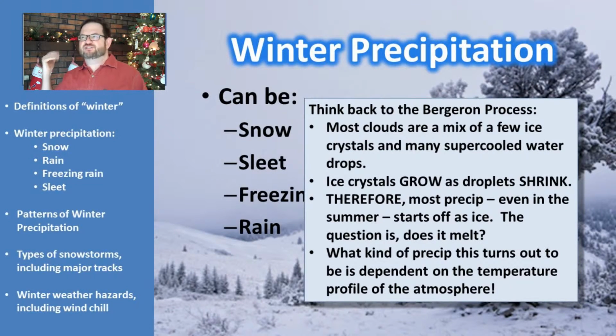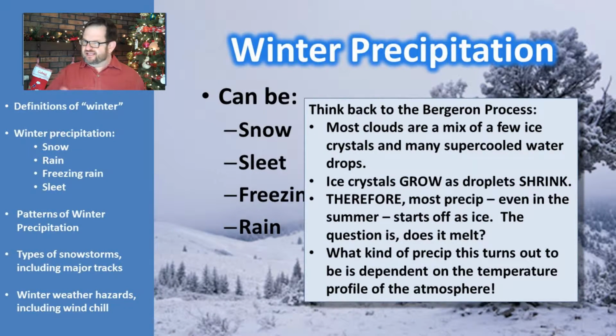If you think back to Module 3 in the course, where we learned about how cloud droplets grow, you might not remember the details, but the key to how precipitation happens in the mid-latitudes was the so-called Bergeron process, in which clouds have to be a mix of ice crystals and supercooled water droplets.